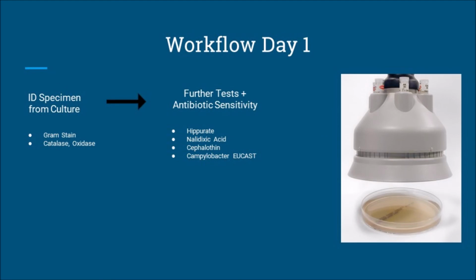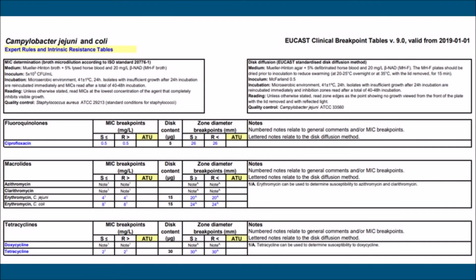On day 1, we ID the specimen from culture, Gram stain, catalase, and oxidase. Further testing for identification includes the hippurate test, nalidixic acid, and cephalothin discs. We'd also need to set up a Campylobacter EUCAST for the antibiotic profile. Here is the EUCAST guideline, valid from the start of this year. If you would like a copy, we can provide you with one.